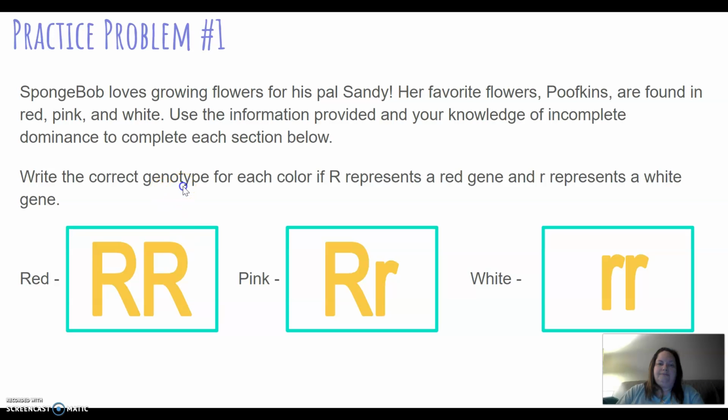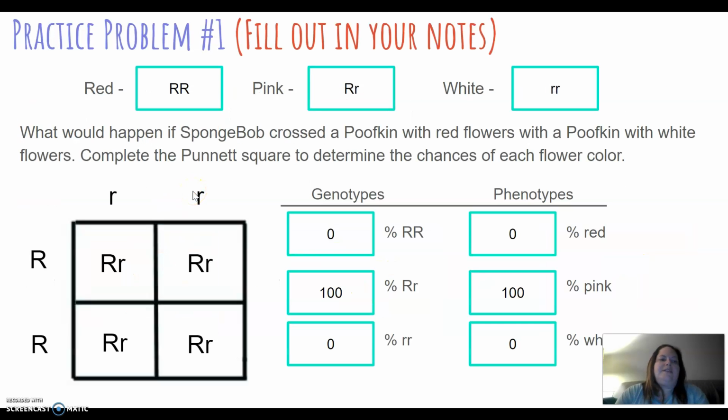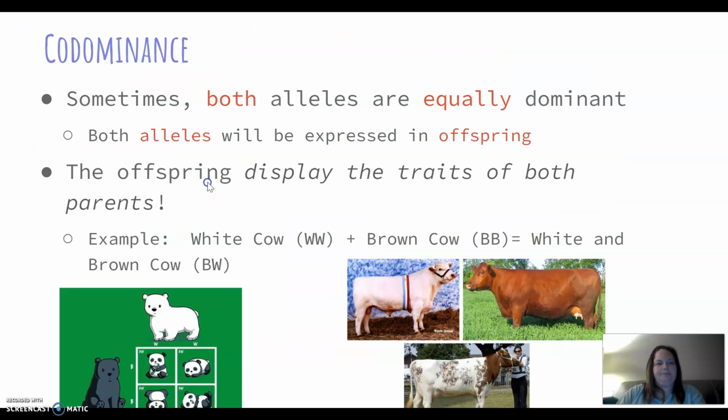So if we cross this information, what would happen if SpongeBob crossed a Poofkin with red flowers, so that'd be big R, with a Poofkin with white flowers, little r? We're going to complete the Punnett square to determine the chances of each flower. I've got my big R on the side, little r up top. Once I cross those, I end up with 100% big R, little r, which is going to be 100% pink. Copy that down into your notes. You have a section with this practice problem.